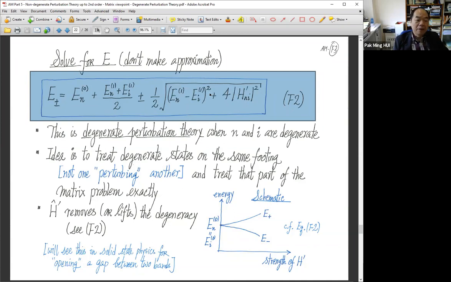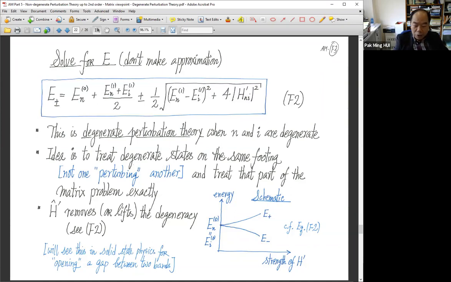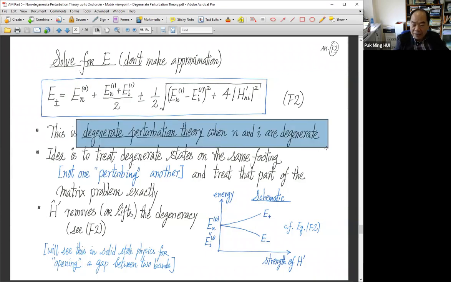Okay. So I'm assuming in this expression, the zeroth order unperturbed energies are exactly the same. All right? So I have only one value here. Get me? So there's nothing fancy, and this result happens to be called degenerate perturbation theory when you have N and I states with degenerate zeroth order energy.